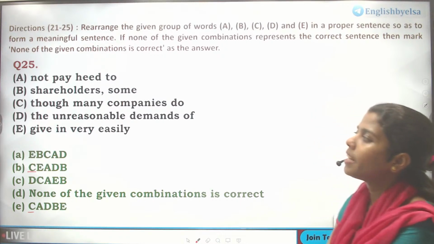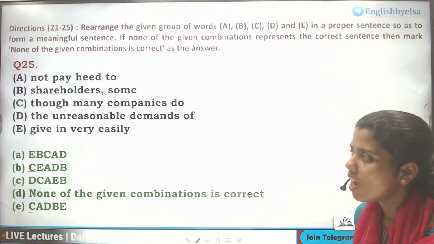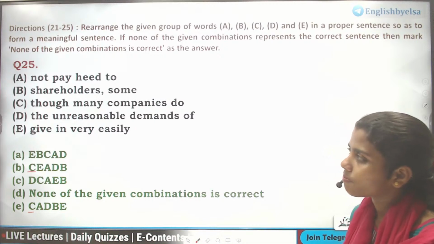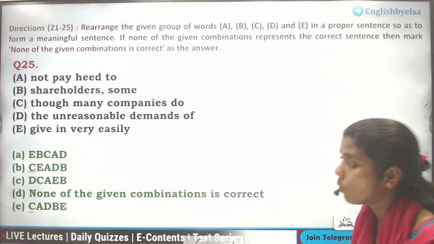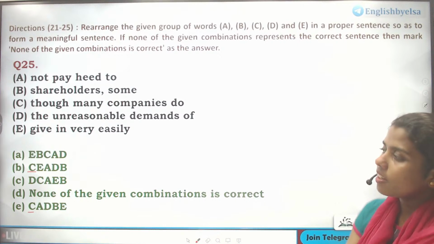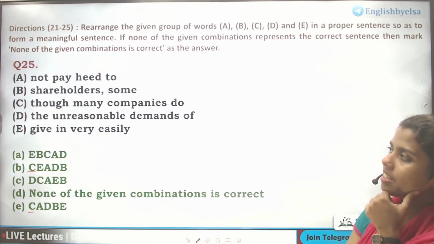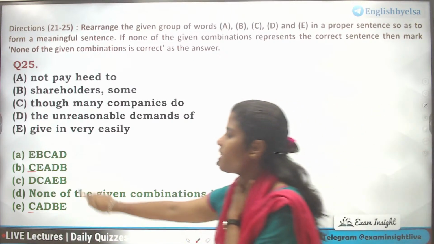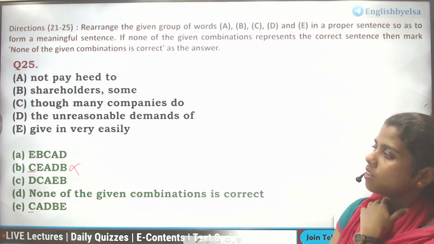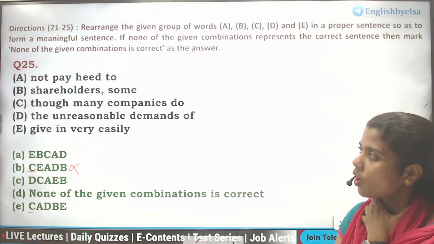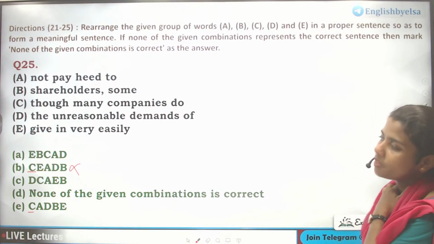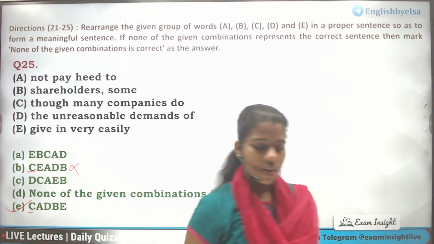"Though many companies do", yes, a sentence can start like that. After that, E: "though many companies do give very easily". "Do not pay heed to", okay, both are correct. Let's check it with option B. "Though many companies do give very easily, not pay heed to", no, that doesn't make sense. The arrangement is incorrect. Let's look at option E: Though many companies do not pay heed to the unreasonable demands of shareholders, some give in very easily. Option E.